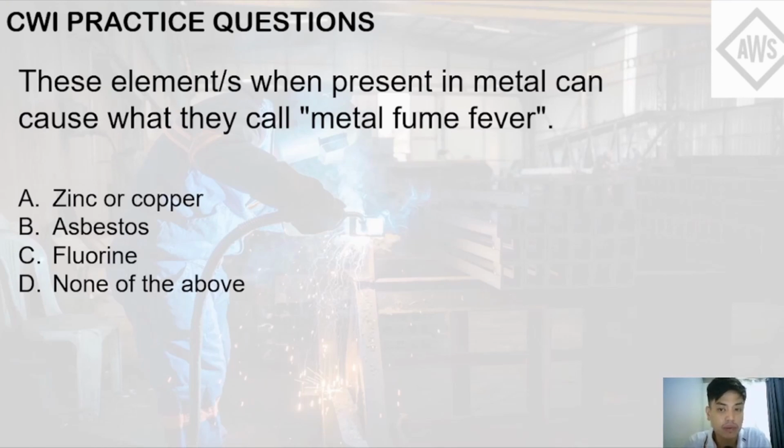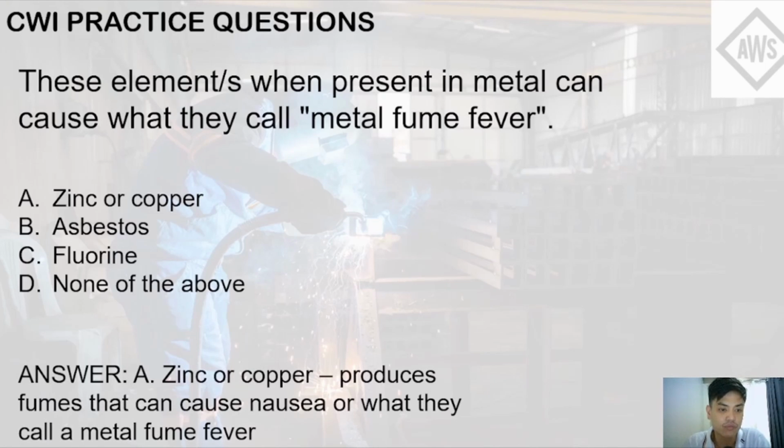So letter B, asbestos, is now known to be a cancerous substance, a very harmful substance. Before you use it in any type of project, maintenance activity, repair, or rehab, you need to consult with the local authority for the use of asbestos. Letter C, fluorine, is one of the elements or compounds used in the coating of the electrode. So the answer here is letter A. Zinc or copper normally produces fumes that can cause nausea, or what they call metal fume fever.